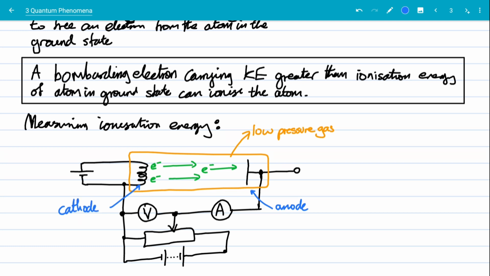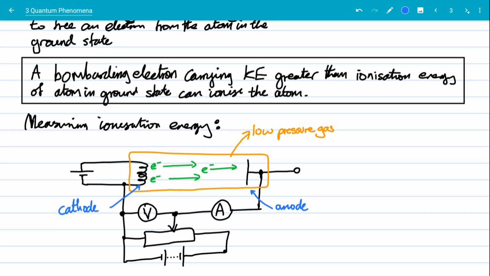But as we increase the potential difference between the anode and the cathode, eventually it'll be high enough that the kinetic energy of the electrons is high enough that when they bombard the atoms in the low pressure gas, they cause more electrons to be freed. And so the current will suddenly go up. We'll see a noticeable step increase in current. And the potential difference where that happens, that is the potential difference that we can call the ionization potential difference.